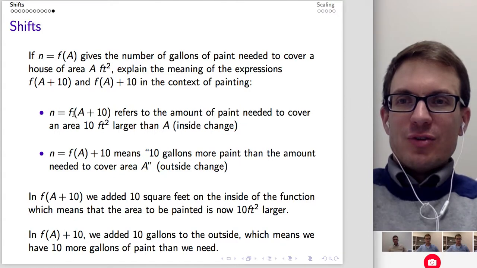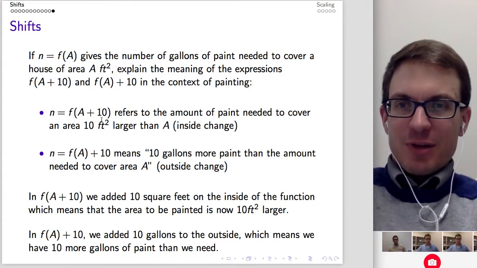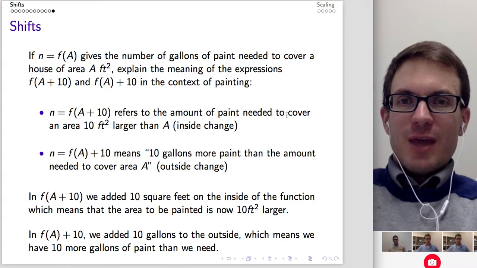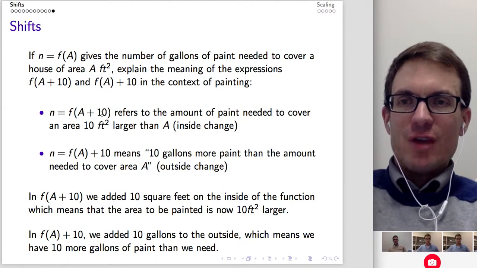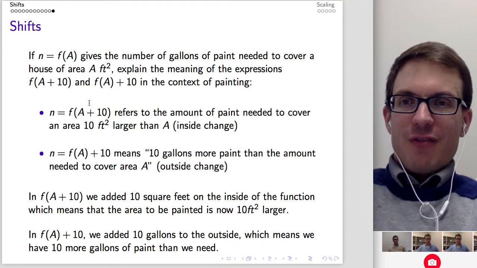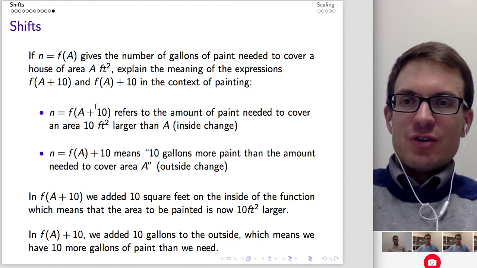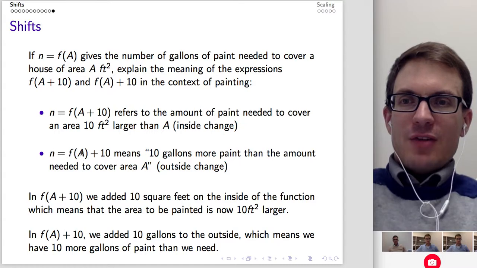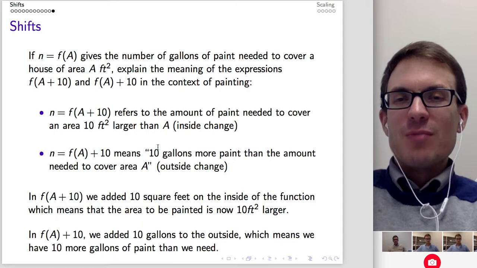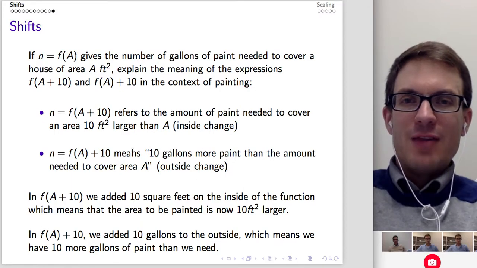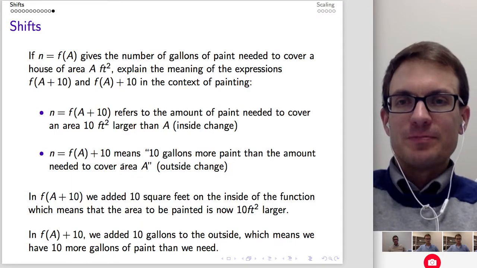Well, n is equal to f evaluated at a plus 10 refers to the amount of paint needed to cover an area 10 feet larger than a, an inside change, right? This is going to be f of an area 10 feet larger. N is equal to f of a, plus 10. This is adding to the output. This means 10 gallons more paint than the amount needed to cover area a.